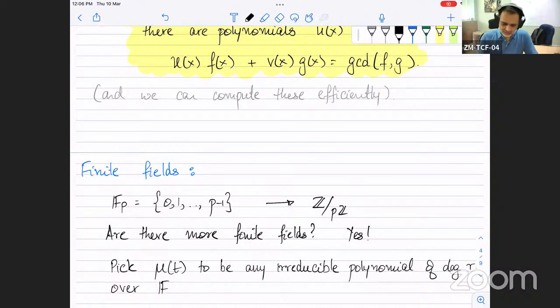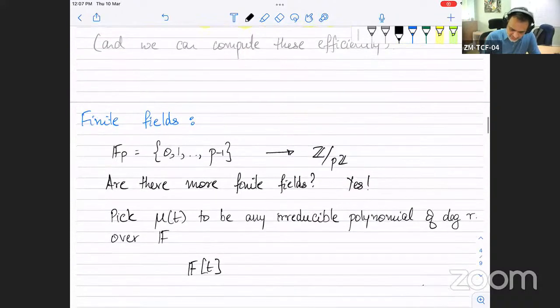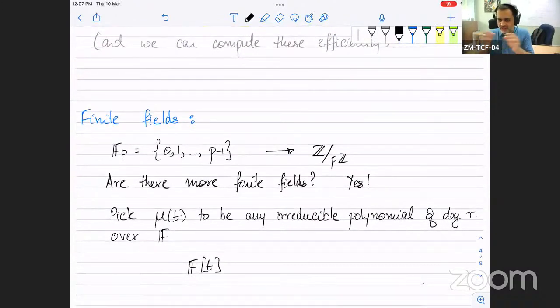I'm going to tell you a specific example of a finite field. Let's say the field you have constructed right now is F, and think of F as F_p. Now you pick your favorite polynomial mu of t, which happens to be irreducible. It doesn't break up into smaller factors at all, and let's say its degree is some r. Now I'm going to look at all polynomials, with the variable being the parameter t, and the coefficients coming from the base field, but I go modulo mu of t.